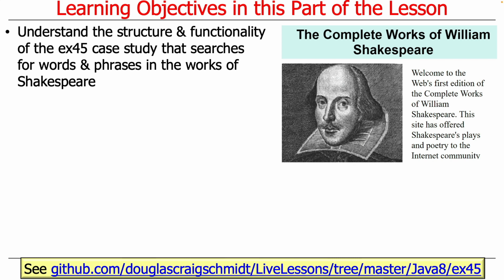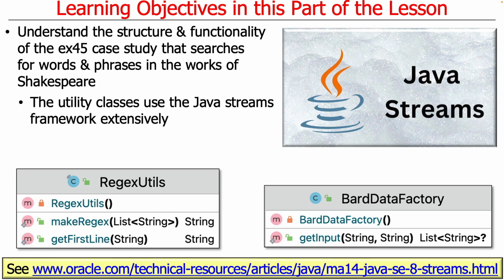This particular case study searches for words and phrases in the works of Shakespeare. What a concept. And we're going to talk here about the utility classes that use Java streams extensively to implement the classes. And then we're going to talk in the next part of the lesson about how it's used by the driver program that actually does the bulk of the work to look for phrases and words in the works of Shakespeare.